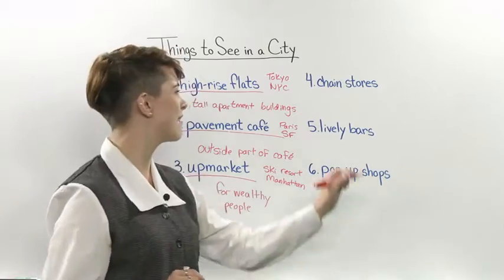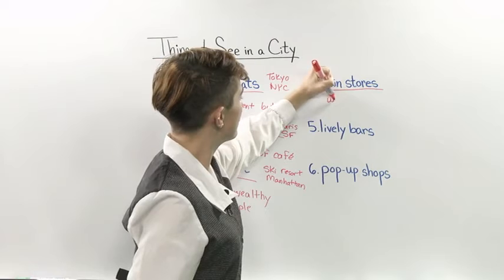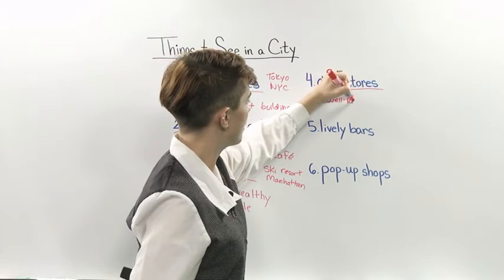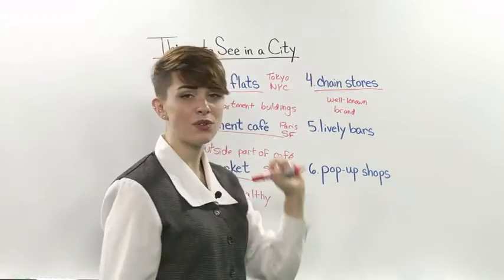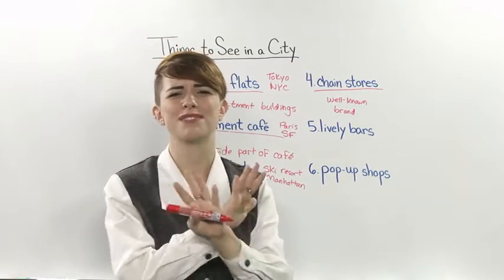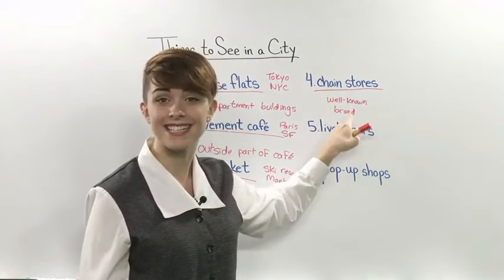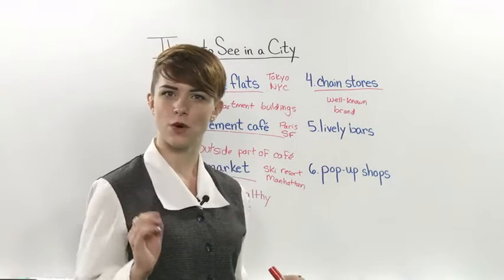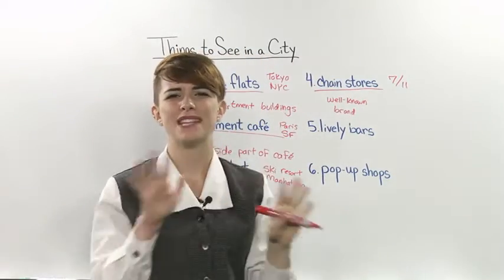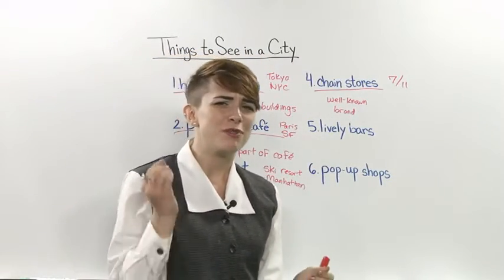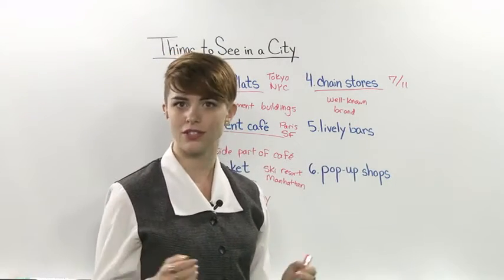Next on our list, we have the word chain stores. Chain stores describes a well-known brand. Chain stores are stores that you can find almost anywhere in the world, no matter where you are, and you will recognize this brand and what they sell. For example, you could probably find a 7-Eleven almost anywhere in the world. And even if you can't find a 7-Eleven where you are, people usually know what you're talking about and what they sell.